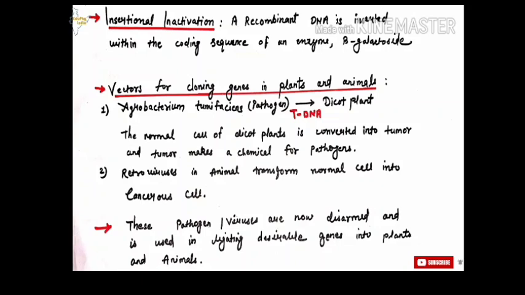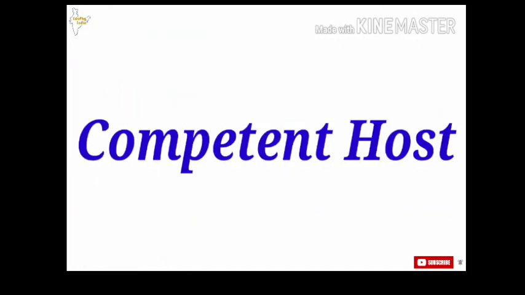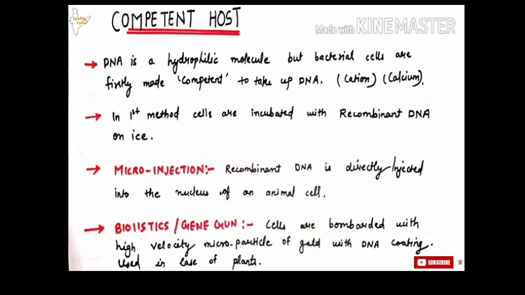Once a gene or DNA fragment has been ligated into a suitable vector, it is transformed into a bacterial cell or animal host, where it is multiplied. So this could be used in bacteria also. Competent host, for transformation with recombinant DNA. As you know, DNA is a hydrophilic molecule. It cannot pass through the cell membrane.